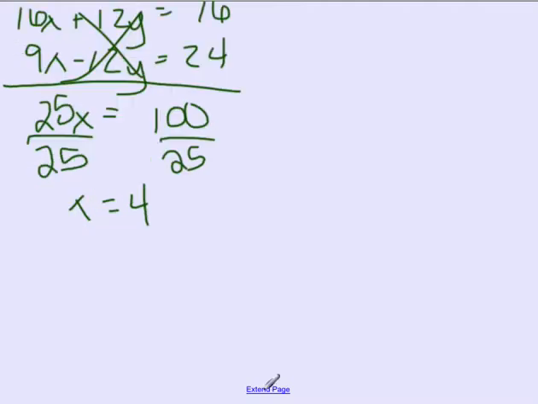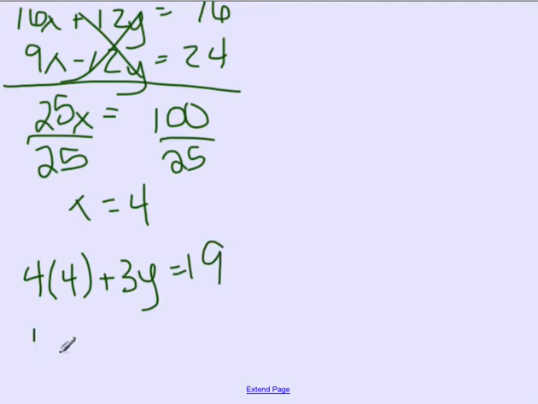or there. It doesn't matter which equation. I'm going to plug it into the top equation. So I have 4x plus 3y is equal to 19. So I'm going to take x out completely, and I'm going to put 4 in instead. Then add 3y, and that's equal to 19. 4 times 4 is 16, plus 3y is equal to 19.